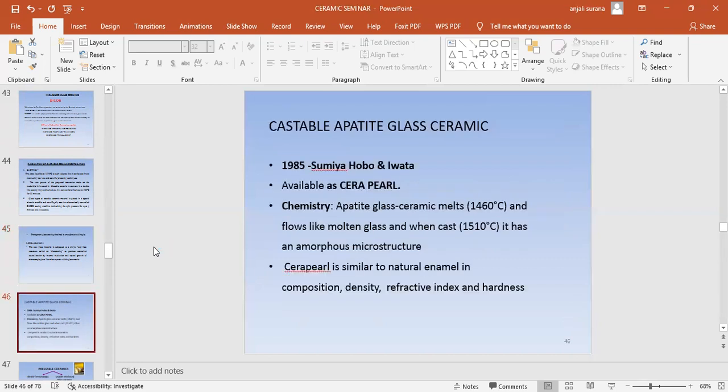Then castable apatite glass ceramic, also available as Cerapearl. Apatite glass ceramic melts at 1460 degrees Celsius and flows like a molten glass, and when cast at 1510 degrees Celsius, it has an amorphous microstructure. Cerapearl is similar to natural enamel in composition, density, refractive index, and hardness.